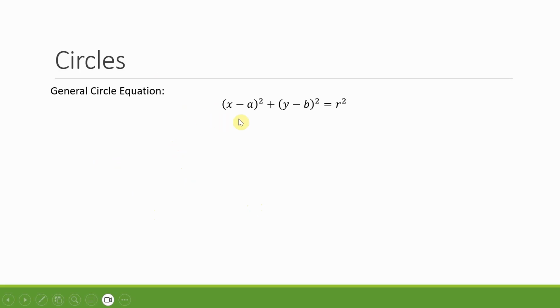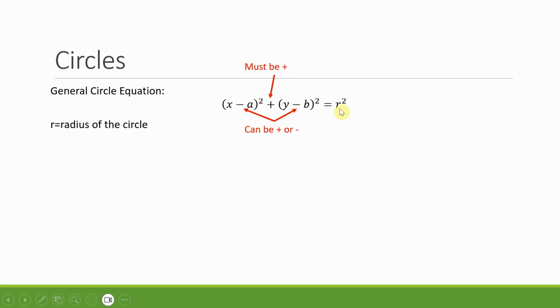Here is the general circle equation. So the key things to note here, this has to be a plus, whereas these can be either plus or minus. So I have them written here with a minus, but it can be either one, and you can mix and match. That's fine.